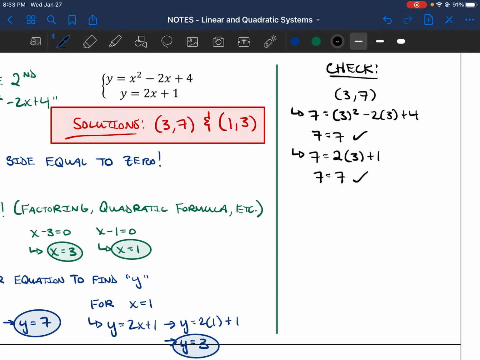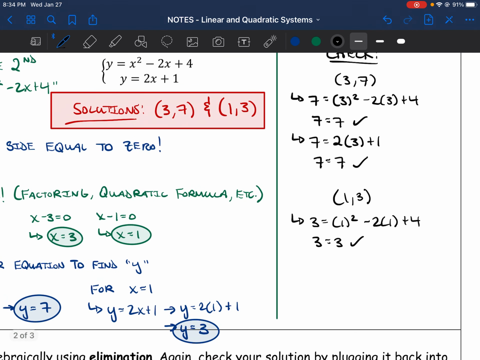Now let's check the solution (1, 3). So same strategy. Let's plug in (1, 3) into both equations and see if it works. So for y equals x squared minus 2x plus 4, we're going to plug in 3 for y and 1 for x. So that's going to be 1 squared minus 2 times 1 plus 4. 1 squared is 1, minus 2, then plus 4. Well, 1 minus 2 is negative 1. Negative 1 plus 4 is positive 3. So we do in fact get that 3 equals 3, and everything checks out.